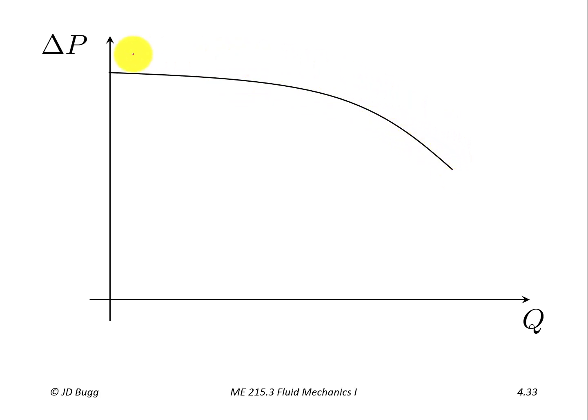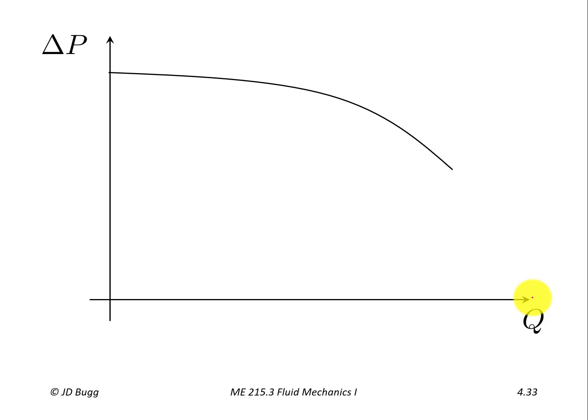So this is a very typical pump curve, and a pump curve is a characteristic of every pump design that shows the pressure increase it provides as a function of the flow rate that it's providing. Okay, so delta P across the pump versus the flow rate through the pump. Well, that represents the characteristics of our centrifugal pump.